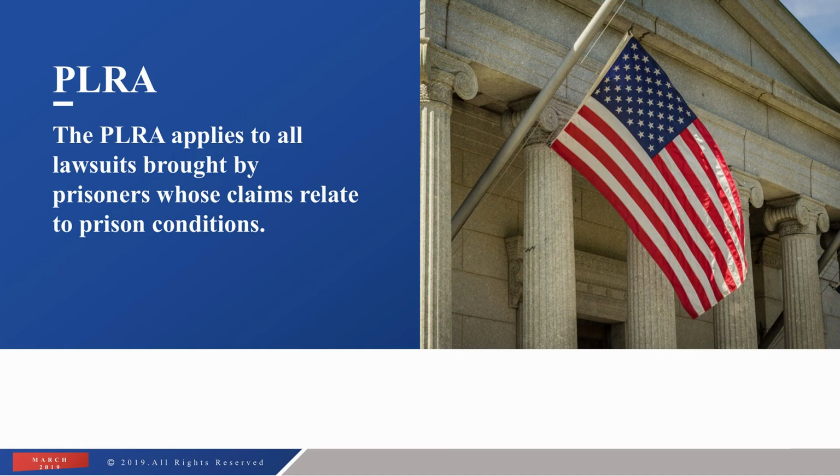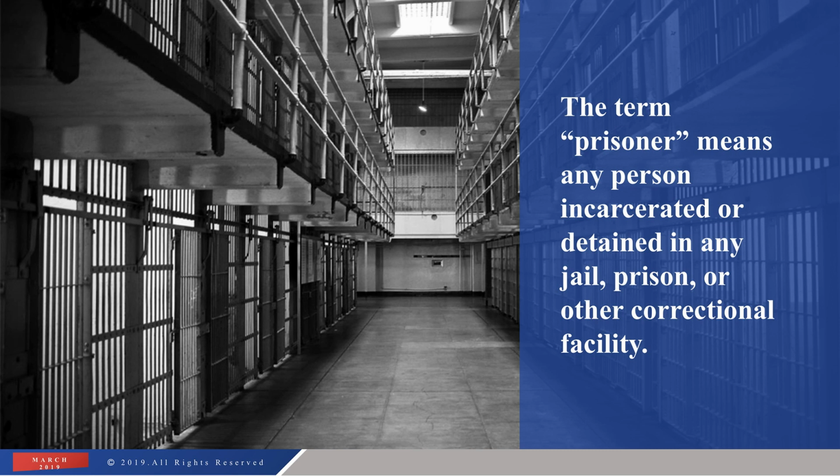Let's start by outlining the elements necessary for a claim to be subject to the PLRA. The PLRA applies to all lawsuits brought by prisoners with respect to prison conditions. Examples of prison conditions include inadequate medical care and food, denial of religious services, excessive force, and failure to protect. The term prisoner means any person incarcerated or detained in any jail, prison, or other correctional facility.